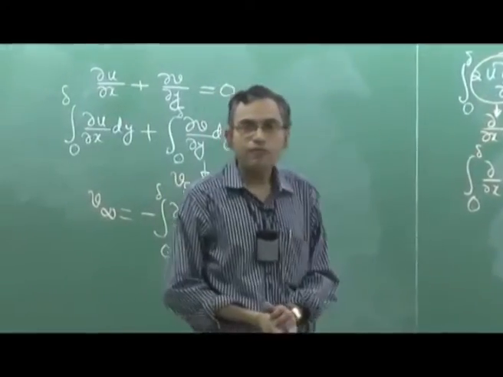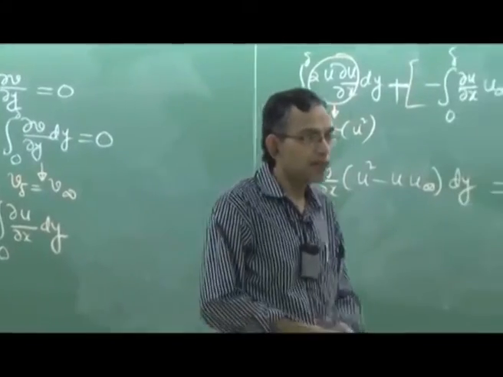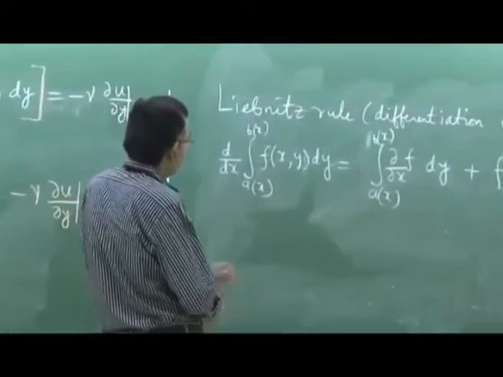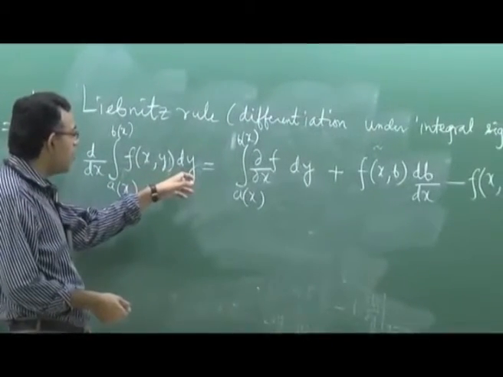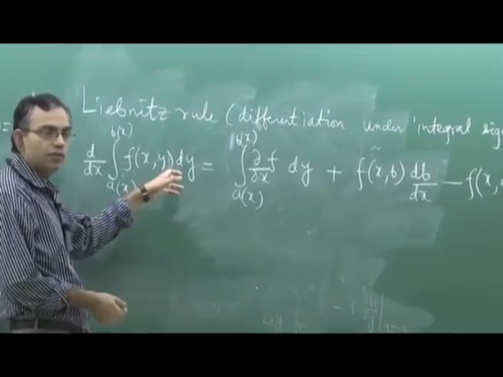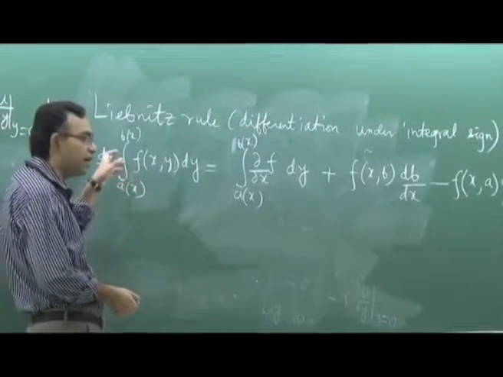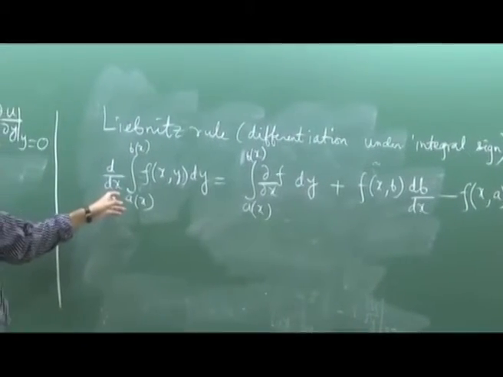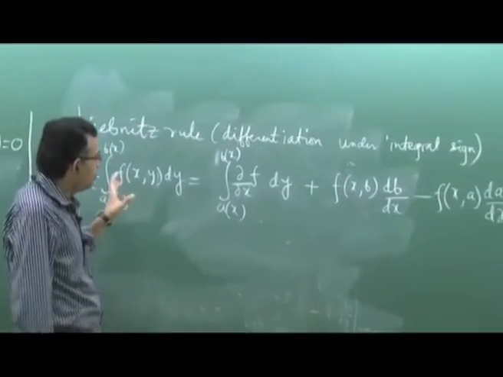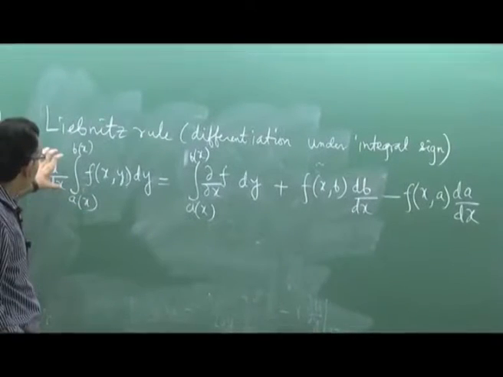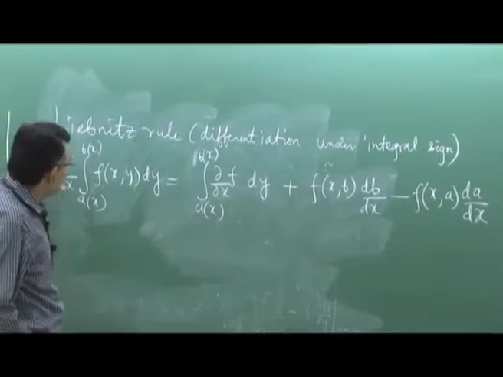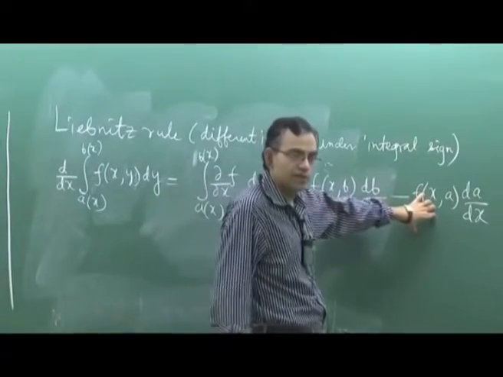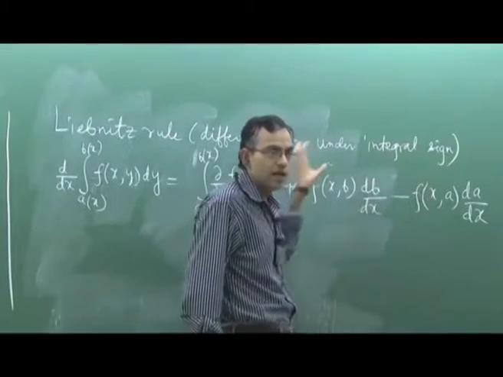So let us say that f of x, y is a function of x and y. When this is integrated with respect to y, there is no more dependence on y, there is dependence on x only, that is why it has become d dx. Okay. So now this derivative can be taken inside the integral, but with these correction terms. This is the Leibniz rule.